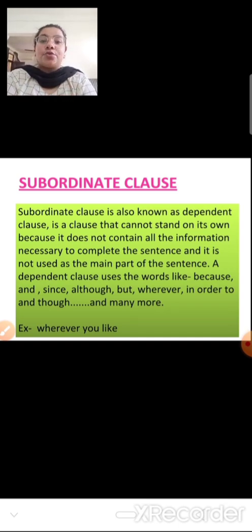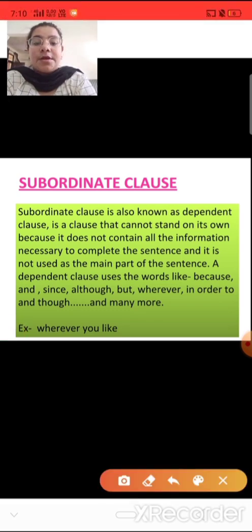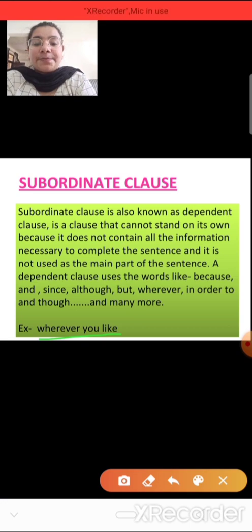When we see that two sentences are connected through a connector or a conjunction, that is also known as a subordinate clause. Like if I write, you may sit wherever you like. Here the example is wherever.